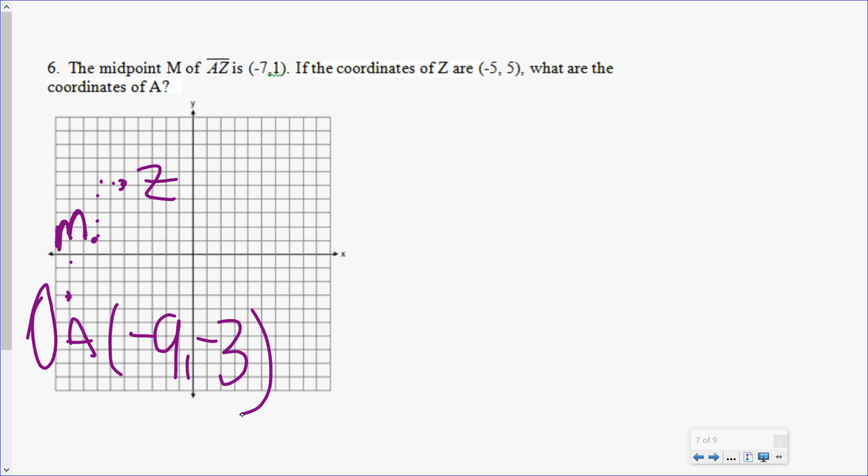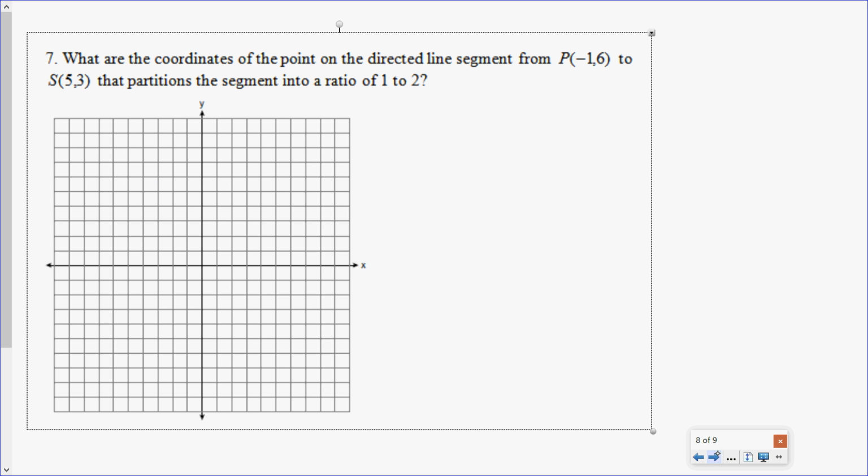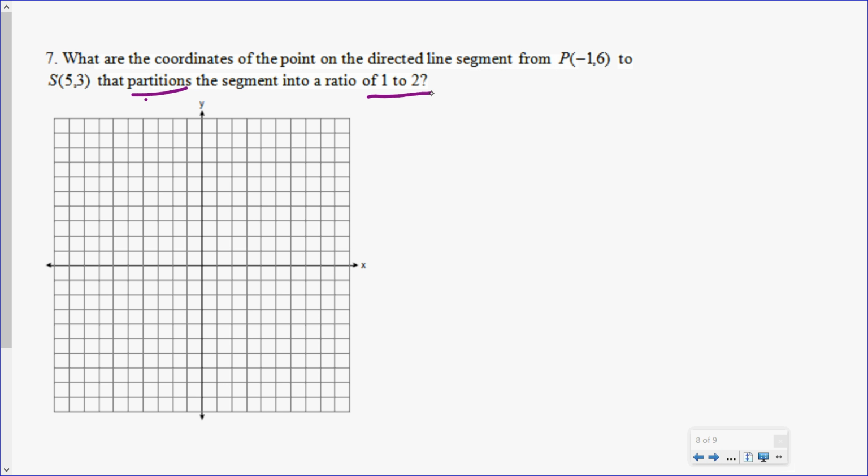One more type of question that's going to be on your quiz. Number 7, you want to partition a line segment into a ratio. So we start by plotting P negative 1, 6, S 5 comma 3.